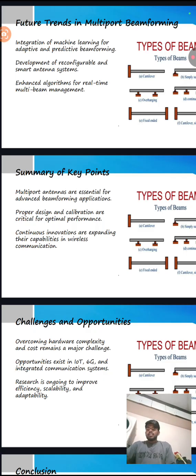We can write an abstract of the beamforming approach for multiport antennas in wireless systems. Introduction, background, proposed beamforming approach, simulations and results, radiation patterns, plots, and the summary of the key points. Multiport antennas are essential for advanced beamforming applications.